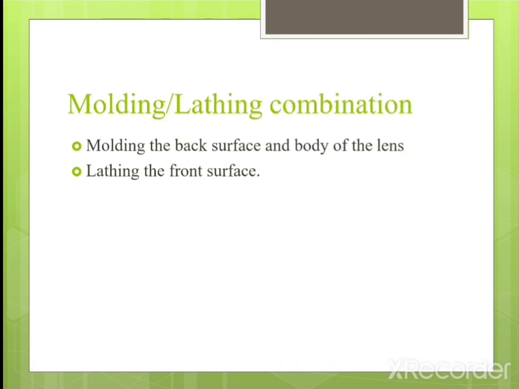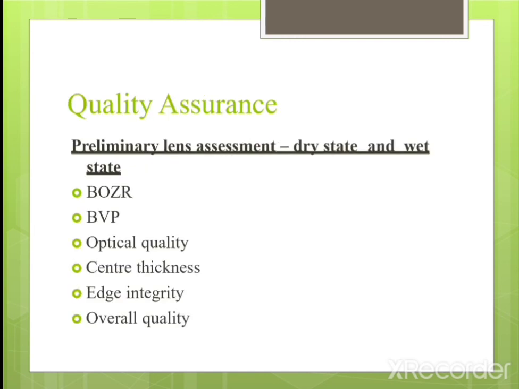There is also a molding and lathing combination: molding the back surface and the body of the lens, and lathing the front surface. Quality assurance is needed.